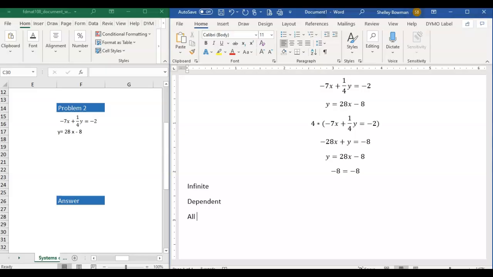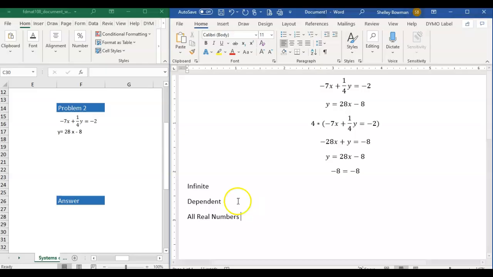You could also say all real numbers are the solution, because any real number that I try and plug in there will be true. Real numbers are those that are rational and irrational, but we aren't going to go into the imaginary numbers, and those would not be included. So we just write all real numbers.